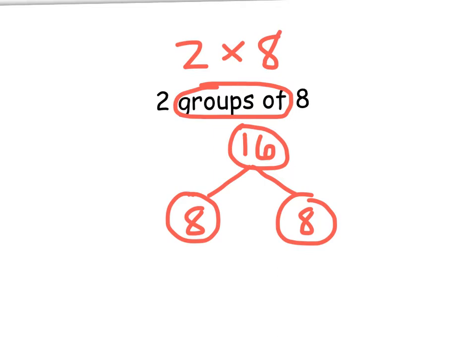In both a number bond and an array, the factors, or the number of groups that I have plus the number in each group, they always stay the same.